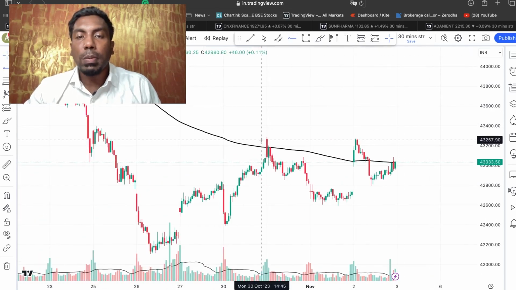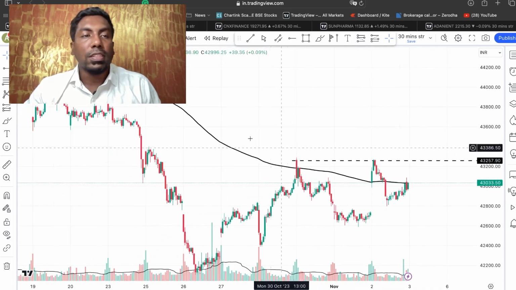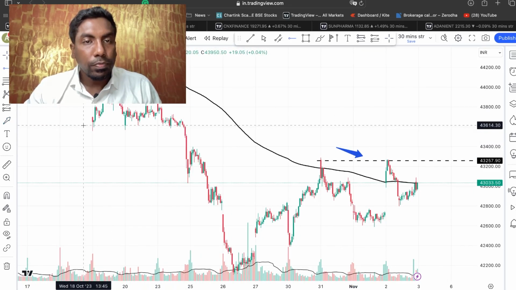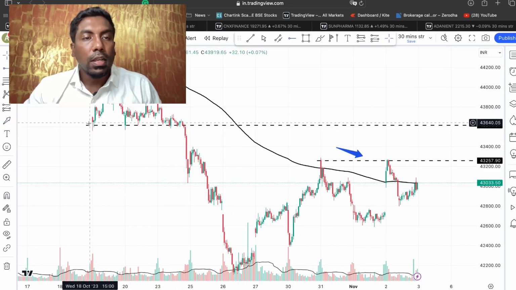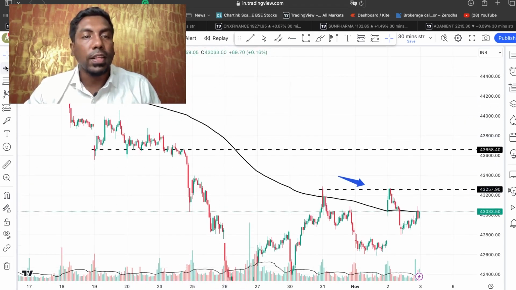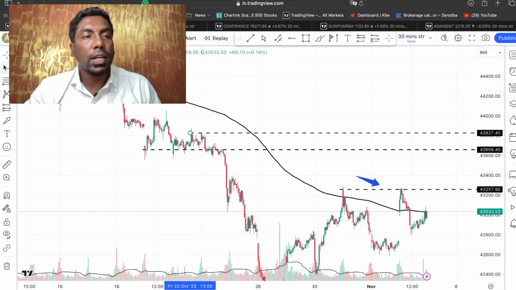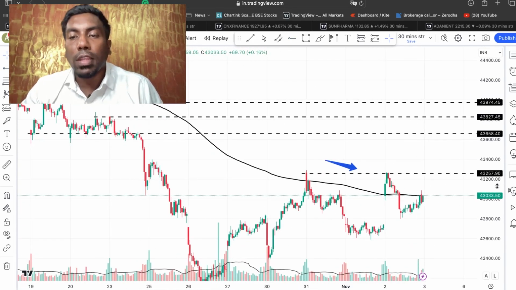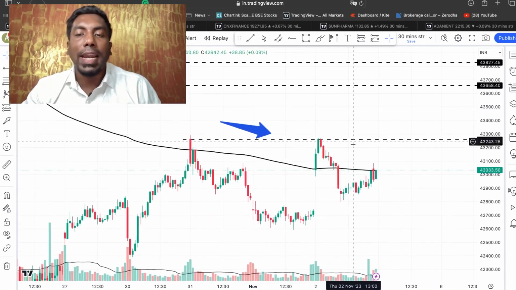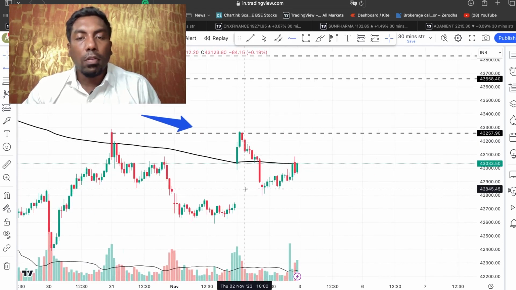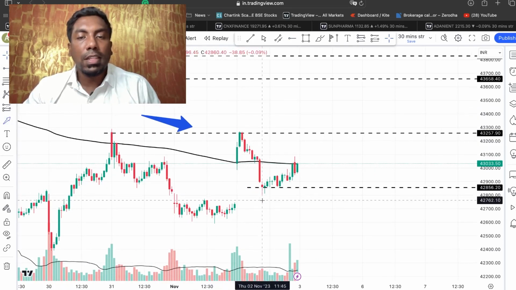So once this level has been broken, which level? 43,257. Once this level has been broken, you have to go for a trade, and the first target which I would suggest to you is this one. So this would be the first target, 43,658, and after that you can go for this trade, and again you can go for this target. And once the market is going on the upper side, you can move your stop losses and trail your stop losses. But if the market is somewhere coming down, where the closing has happened, this level is very important.